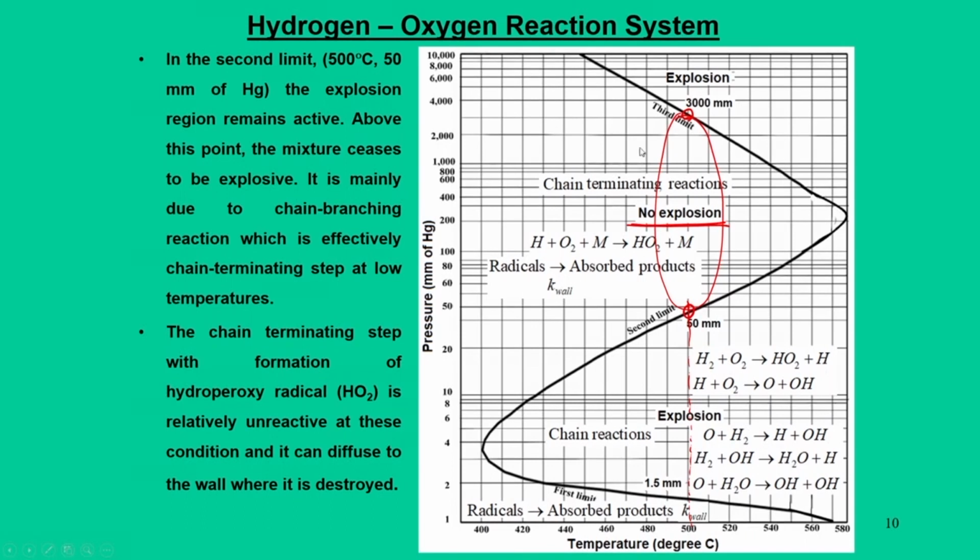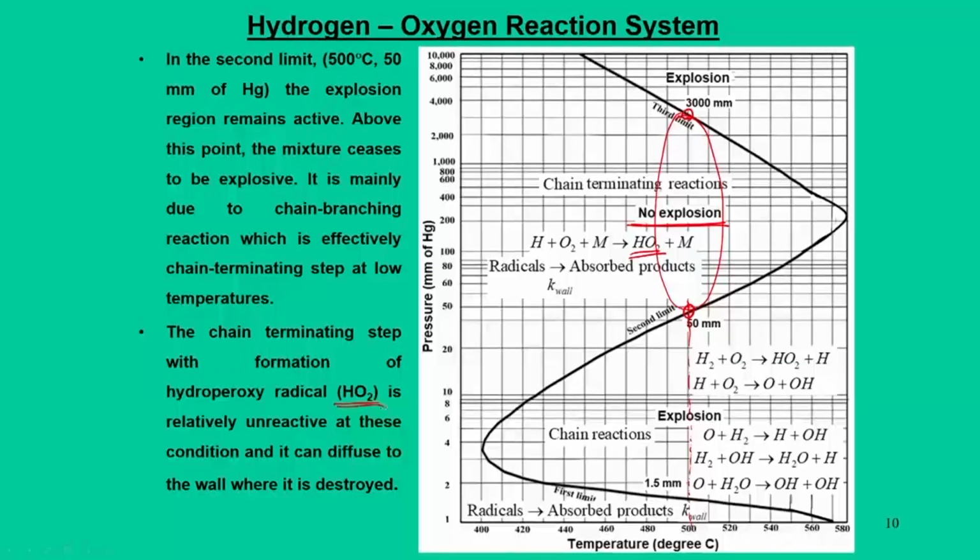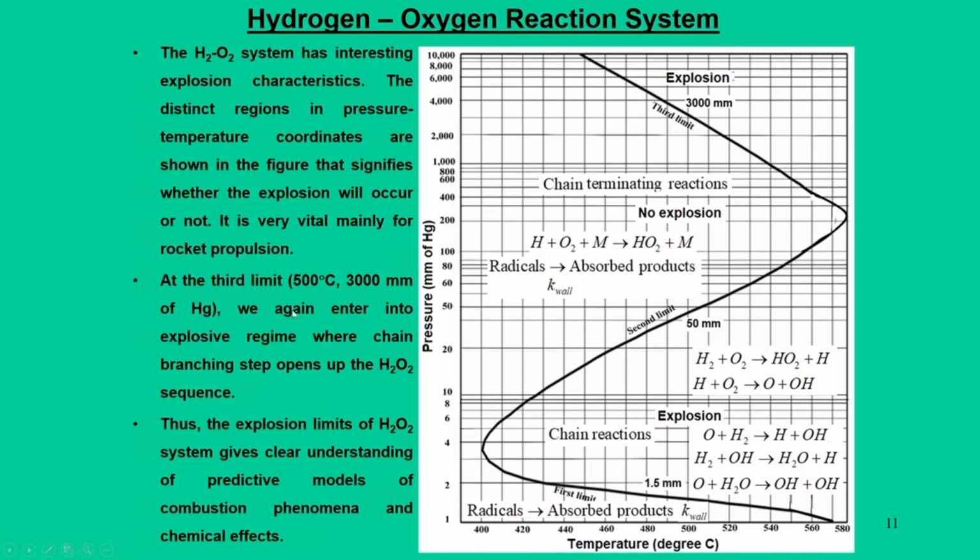Why do they try to terminate? Because it gets a suitable pressure and temperature regime for which the formation of HO2 or H2O2 becomes possible, and when they form, they are relatively unreactive. We say that the chain reactions are almost terminated, and further branching is not possible. Because of this reason there is no explosion, and this will go on till we reach 3000 mm of Hg.